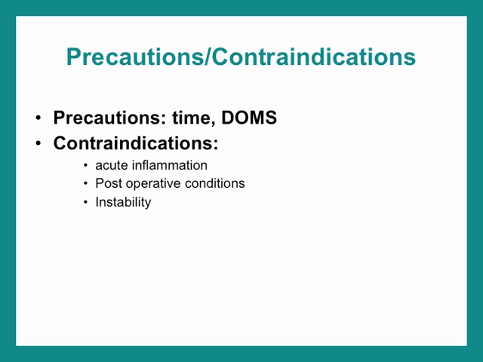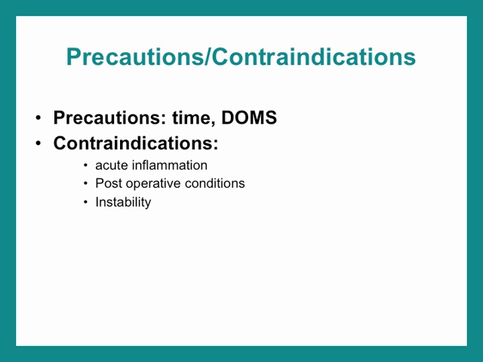Contraindications are pretty straightforward: acute inflammation of the joint, postoperative conditions, and we're talking about fairly recent post-op conditions, and instability. So, equipment that you might be utilizing when you set up plyometrics, it could be anything from cones to boxes, hurdles, medicine balls, jump ropes, stairs, all sorts of ideas.